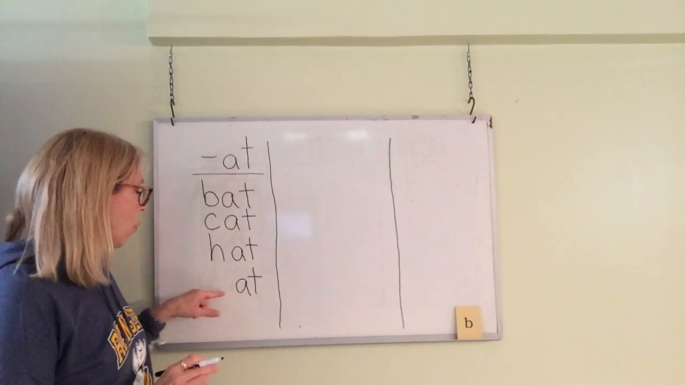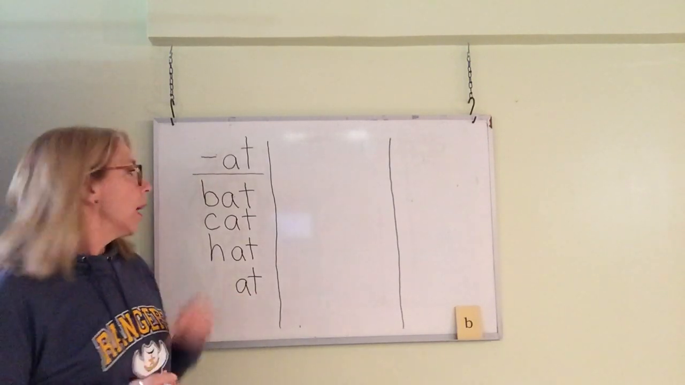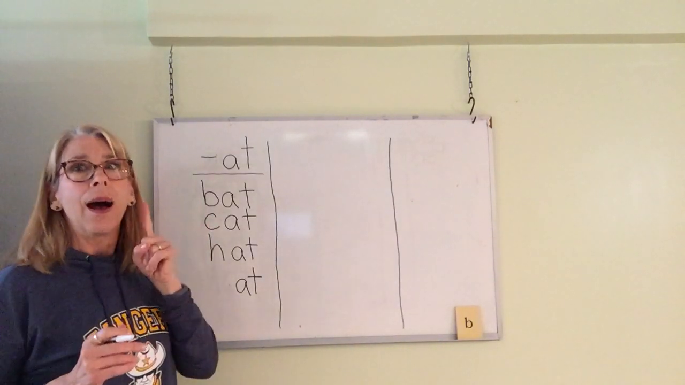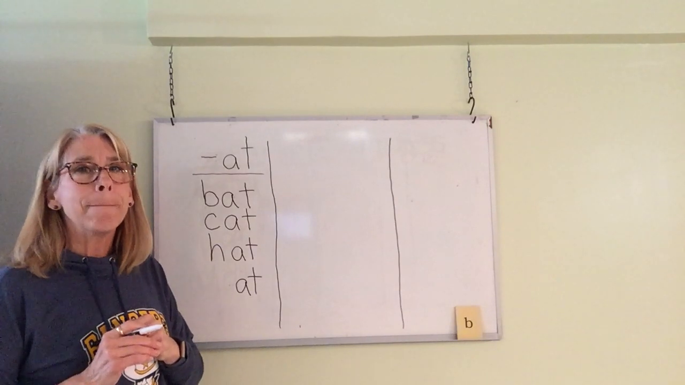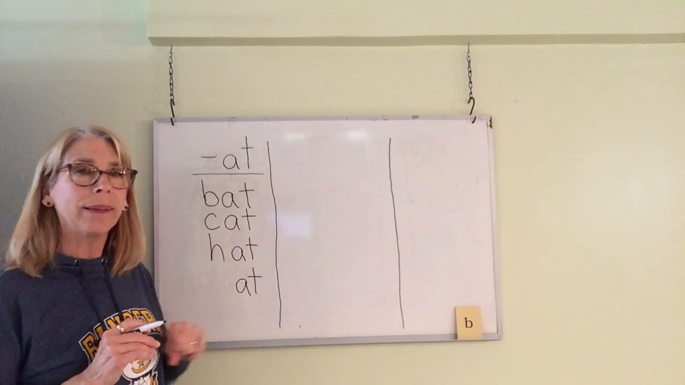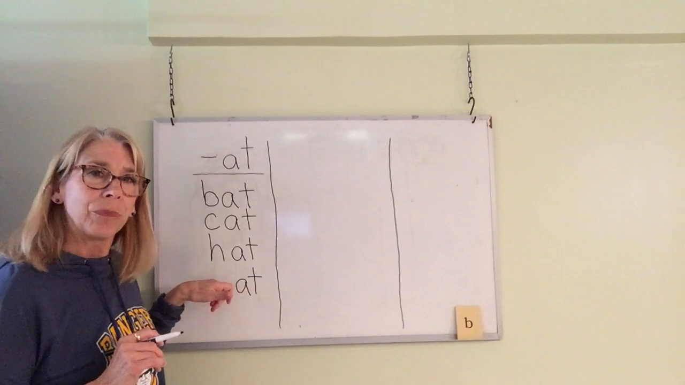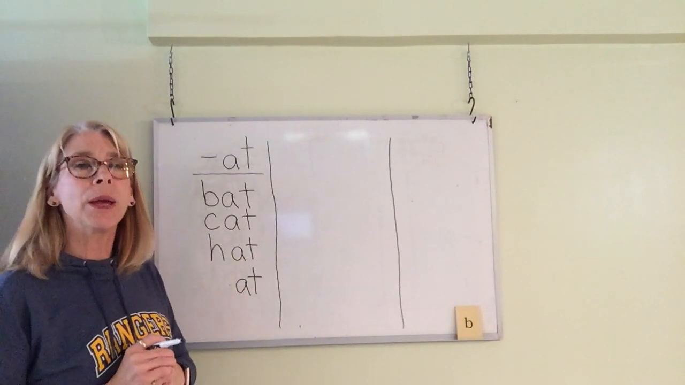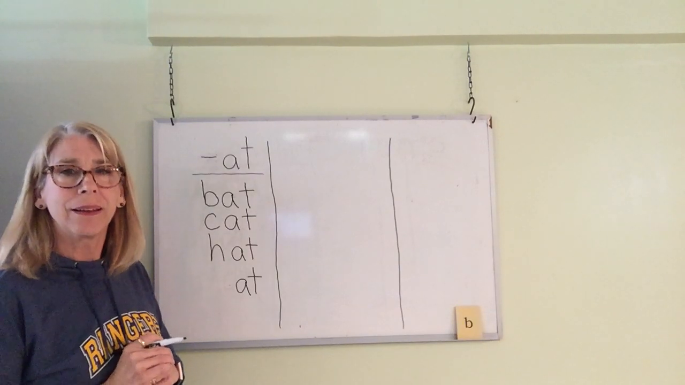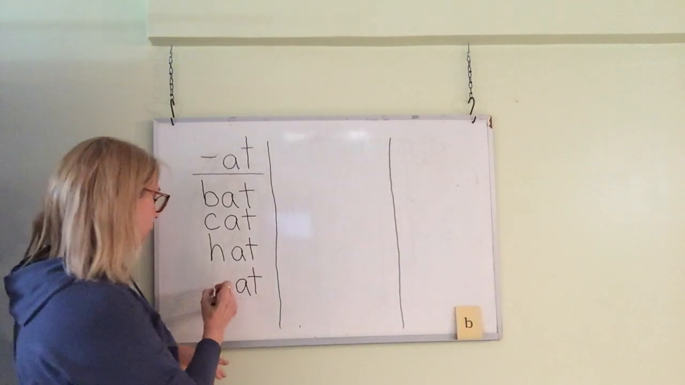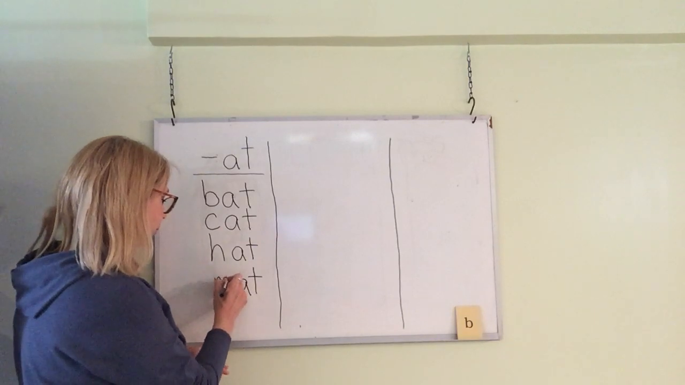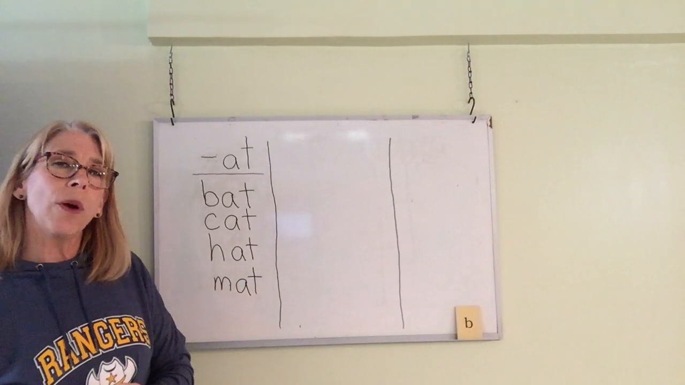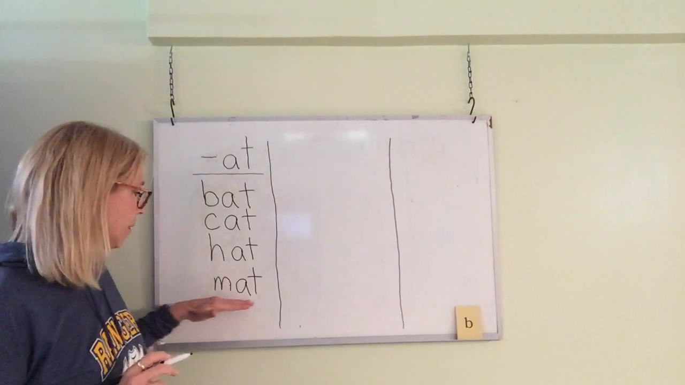Now, boys and girls, what could we put in here? Let's try to rhyme it. Bat, cat, hat. I've got one. Mat. What letter would I put in front of my at pattern to make the word mat? Did you say M? You're right. Nice job. One more. Let's do one more. I'll give you a chance to write that down again.